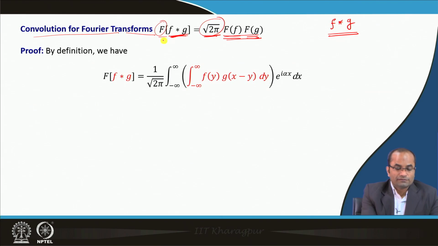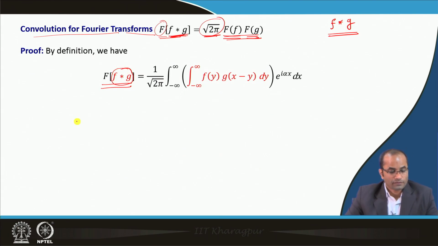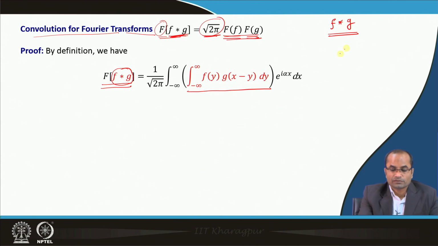Again by the definition we will go. So, we will apply the Fourier transform to f star g, and remember f star g is the symbol we have used for the convolution. So, f star g means we have this integral here. f star g is nothing but the integral from minus infinity to plus infinity of f(y) g(x minus y) dy.